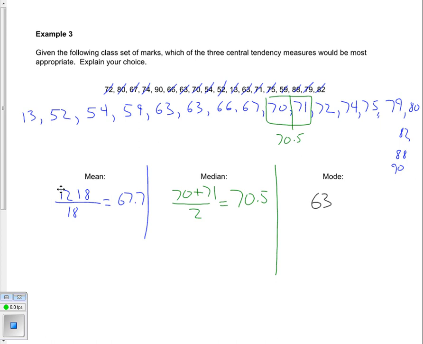So now I've got to sit back and figure out which one of these 3 measures of central tendency is probably the best one to use to evaluate this particular class. I've got a mean of almost 68, a median of 70.5, and a mode of 63. Averages, or means, are usually distorted by really high numbers or really low numbers. So look at the data set: are there any numbers that are either really low or really high that don't match up with anything else around them?